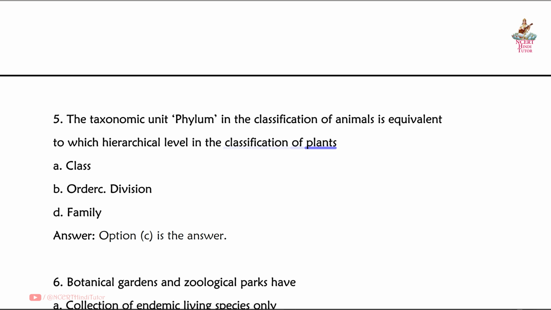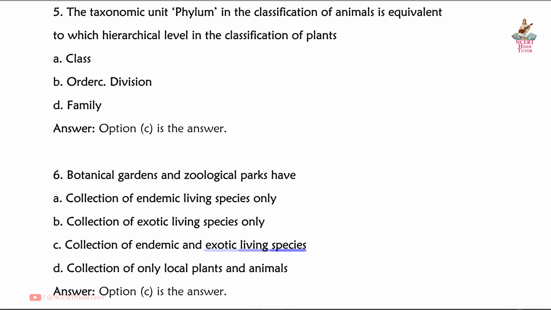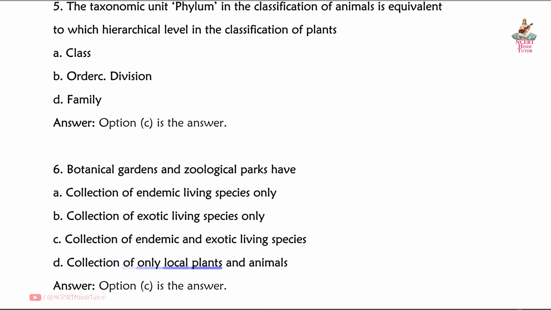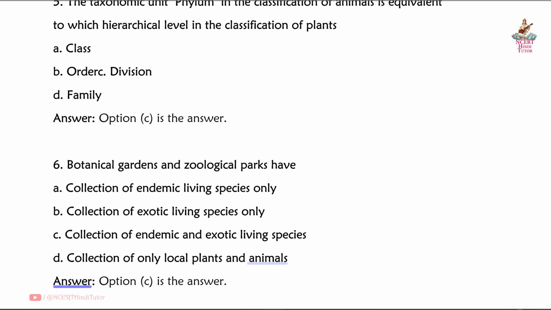6. Botanical gardens and zoological parks have: A. Collection of endemic living species only. B. Collection of exotic living species only. C. Collection of endemic and exotic living species. D. Collection of only local plants and animals. Answer, option C, is the answer.